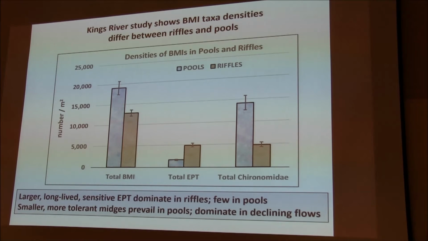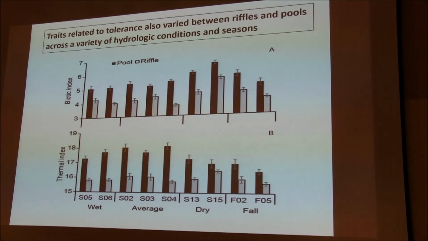And so not only are we seeing these differences in community structure and in density, but we also see differences in the trait structure of these different environments. So on the upper panel here, what we're looking at is in black, the pool, and in gray, the riffle environments, with respect to the biotic index, which is, again, a composite community indicator of the tolerance of the organisms that inhabit those different environments.